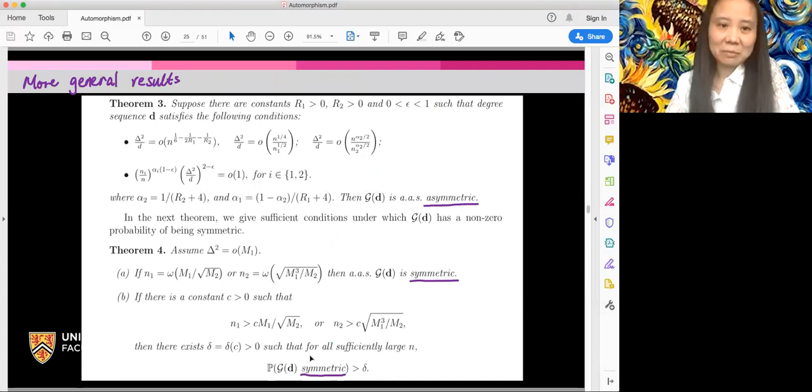Okay, and this is the more general result. Again, I'm not going to explain anything about it because it's too technical, but I just want to say you don't really have to think about bounded degree sequences. You can let delta grow, as long as it doesn't grow too fast. And we give some sufficient conditions under which this random graph is asymmetric, and also sufficient conditions under which it is symmetric. Okay.